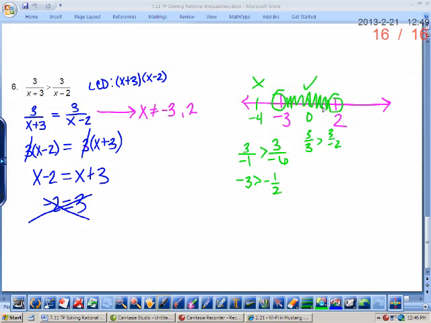And I test a number bigger than 2. Let's try 3. So that gives me 3 over 6. Is that greater than 3 over 1? No. Are they always going to alternate? No. Jason.